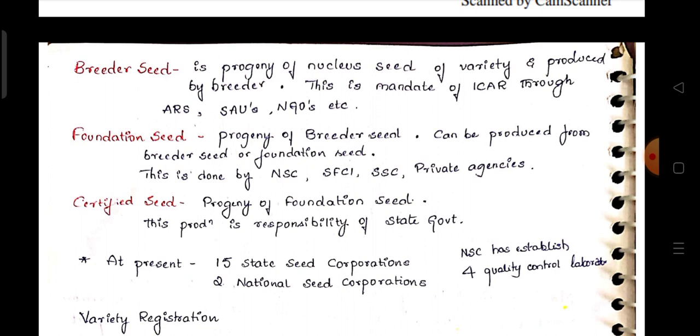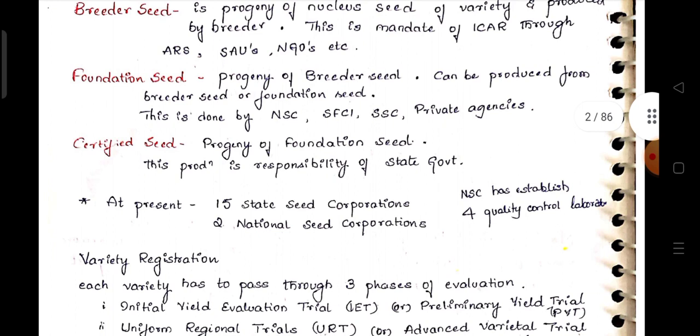Foundation seed is the progeny of breeder seed. It can be produced from breeder seed or foundation seed. This is done by NSC, State Farm Corporation of India, then state universities and private agencies. Certified seed is the progeny of foundation seed. This production is the responsibility of the state government.